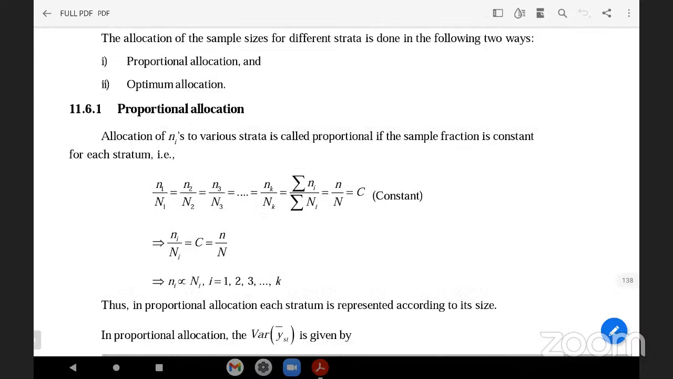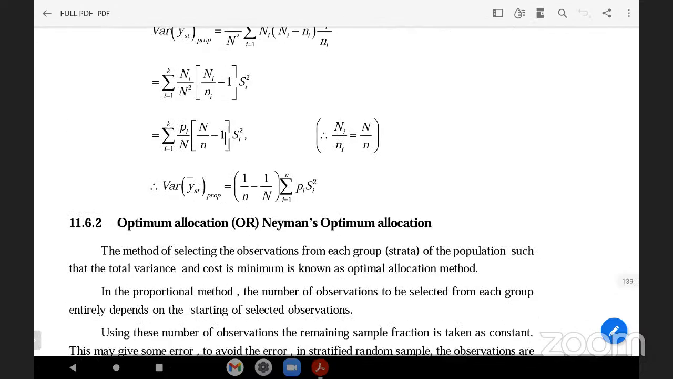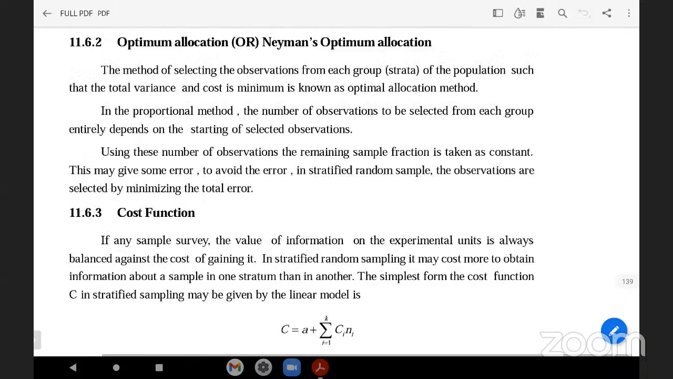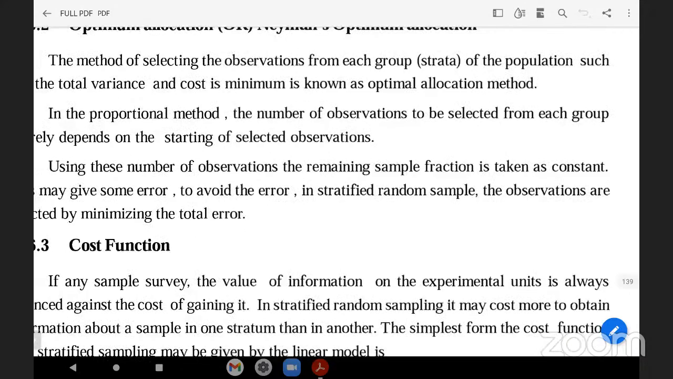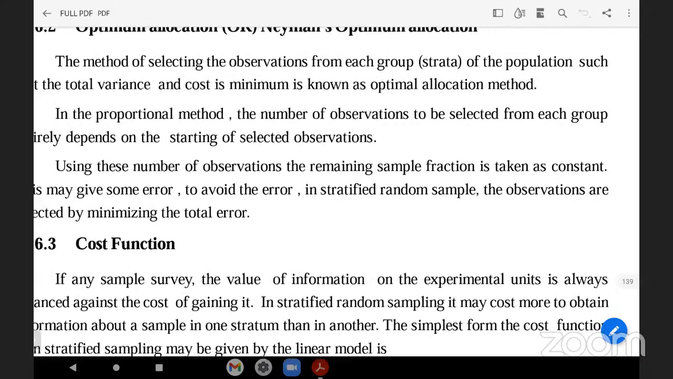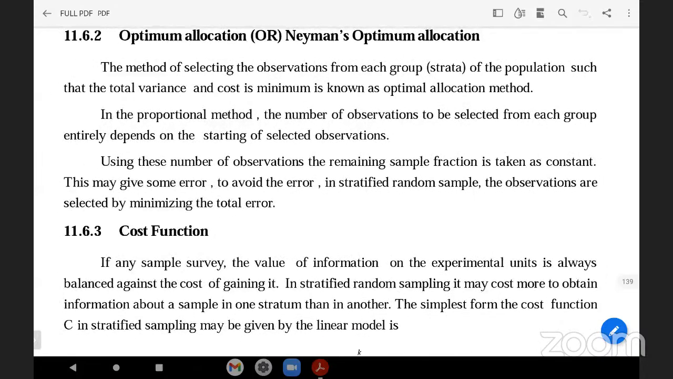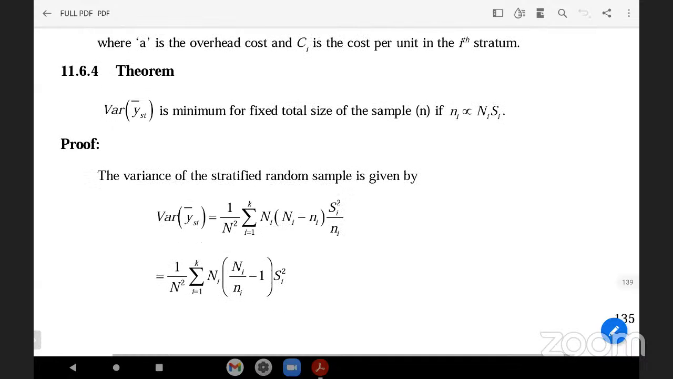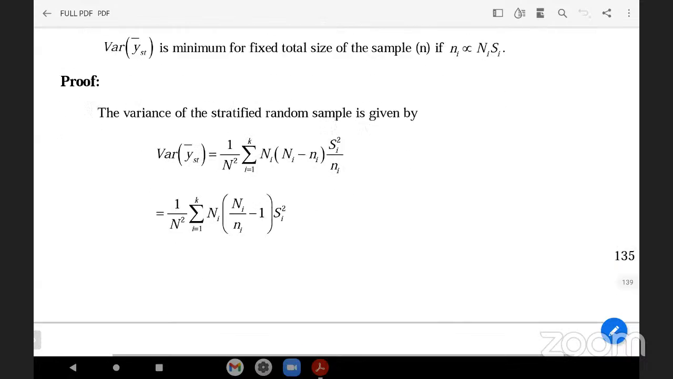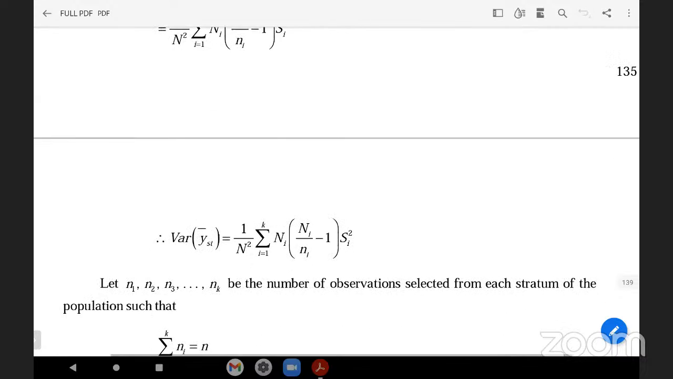I can check it here. These are the observations we can make here. Optimal allocation, the new one, is also the same as stratified selection. Here the errors we want to be removed. It is the selection of the strata and the selection of the observations. The cost function we can take as equal to a plus summation CiNi. Here it depends on the cost, on the cost function also. The variance is the same procedure.